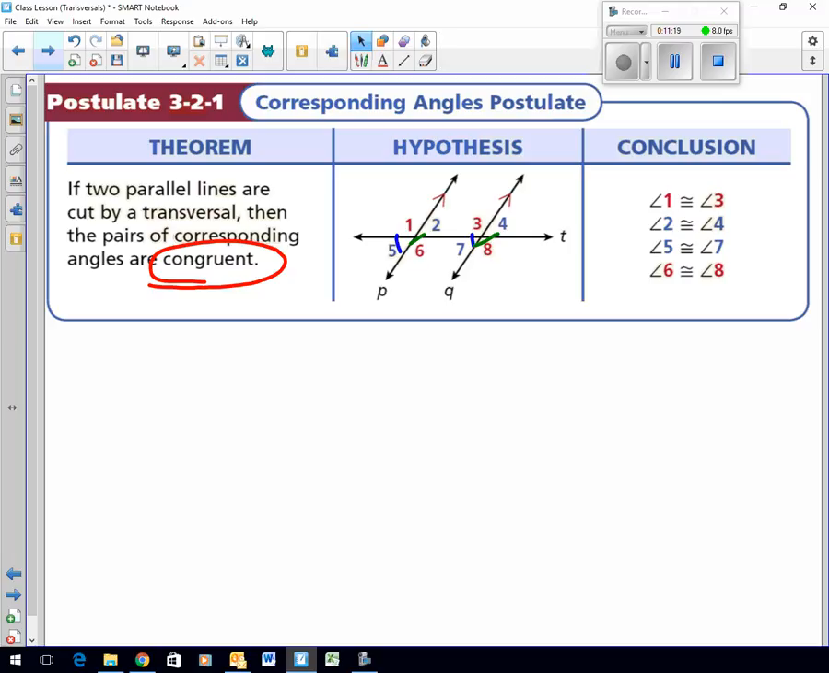So far we've got vertical angles. What are vertical angles up here? Give me an example. 5 and 2, 7 and 4, 1 and 6, 3 and 8. Perfect. Give me one example of a linear pair. Seven and eight, linear pair, right? Jamie, give me one example of corresponding. 3 and what? 8. Okay.